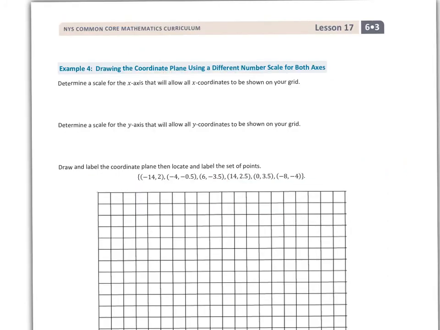For this last example, example 4, I want to hammer home a point that we were looking at in example 3. So check out the coordinates that we're looking at. Okay, our x has got to go all the way to -14, but our y's are a lot smaller. The most extreme y coordinate we see is only 3 5/10. So this is a great example of a graph that would need 2 different scales for x and y.